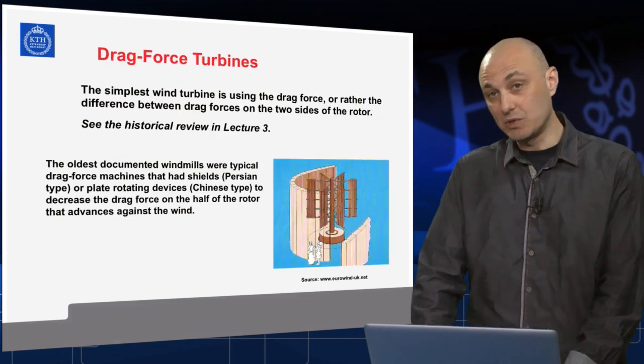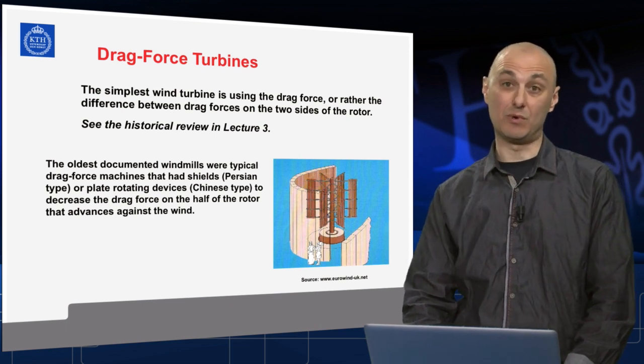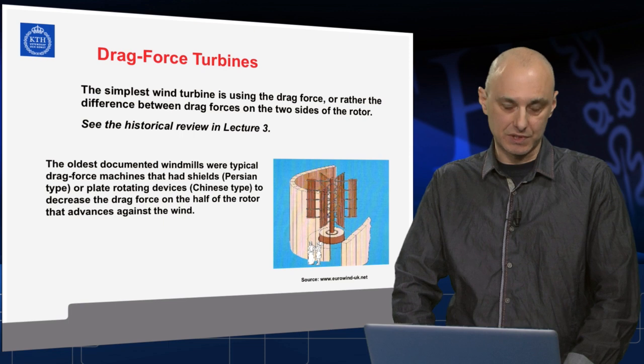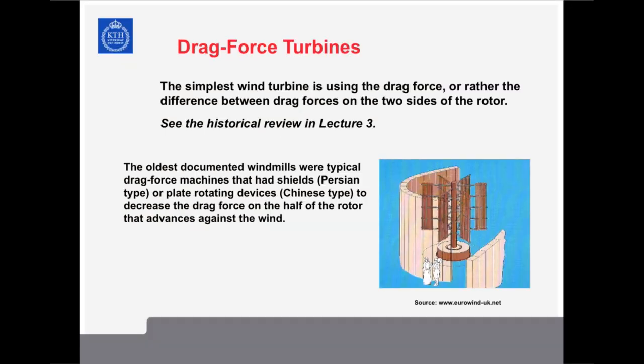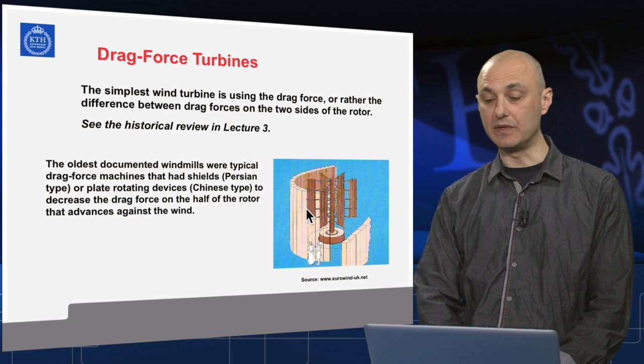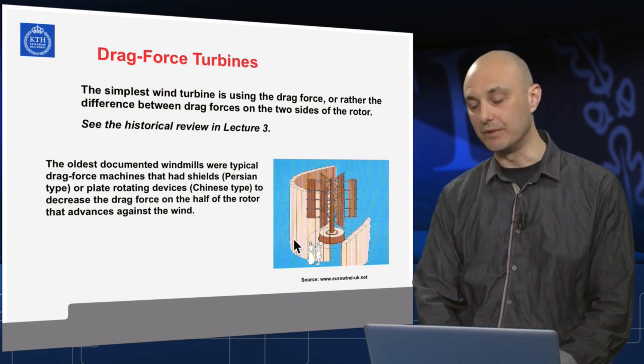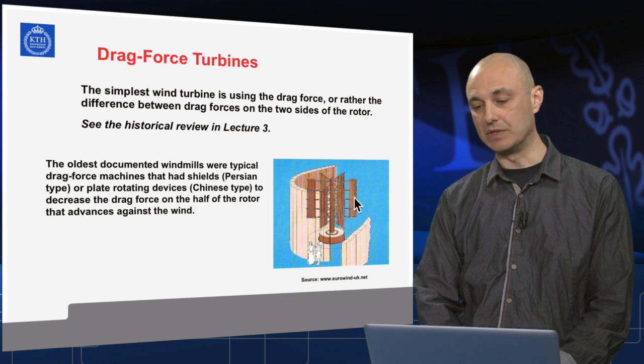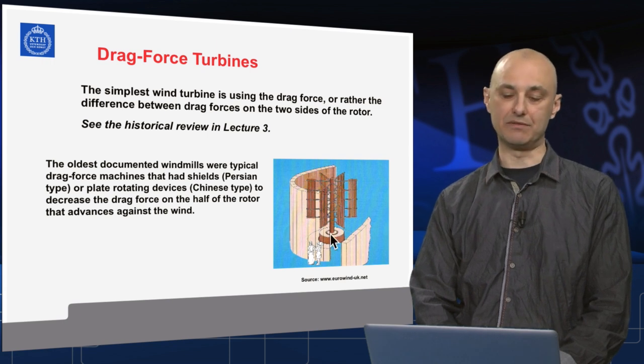The simplest possible type of turbine would be the drag force one. And the simplest drag force turbine would be the one that uses flat plates, shielded from one side. We will come back to this in the history review in lecture 3. While the other side is exposed to the wind, maybe also the structure is helping to channel the wind through the device. So hopefully this side advancing against the wind is ideally shielded or behind the wall, while the other side of the rotor or the flat blades here are experiencing the full power of the wind.